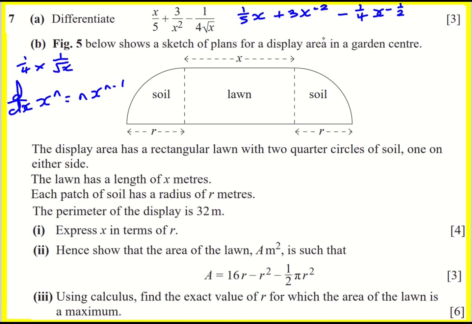So to differentiate, I'm going to get a fifth minus 6x to the minus 3, and then it's actually going to become plus 1 over 8, because I'm going to do minus a quarter times minus a half, x to the minus 3 over 2. Let me just rewrite that because it looks like I've missed a negative out.